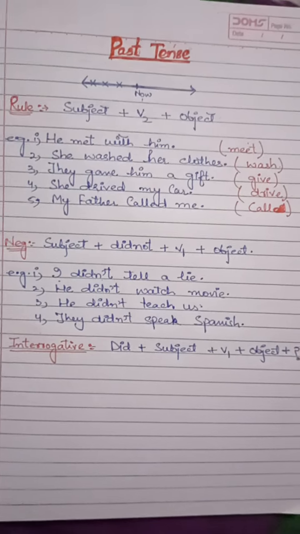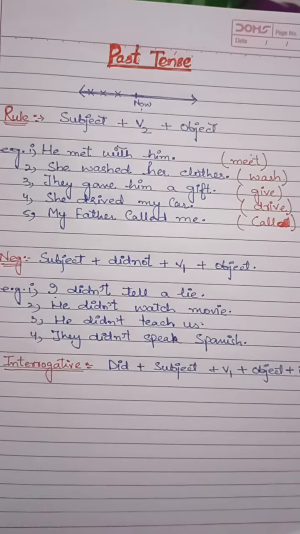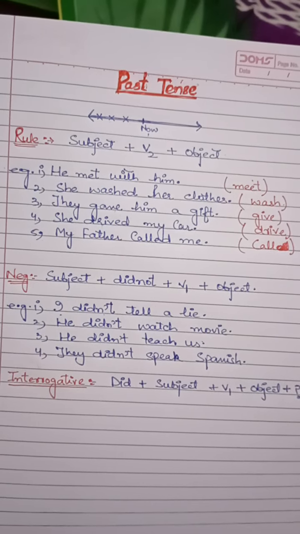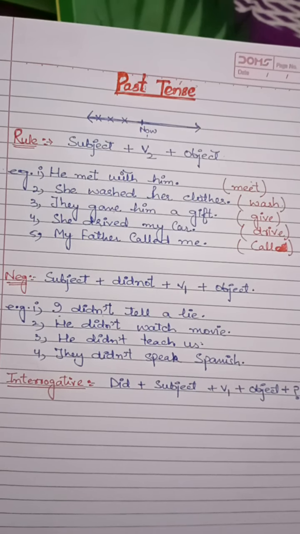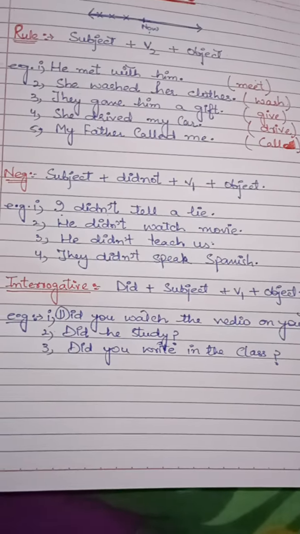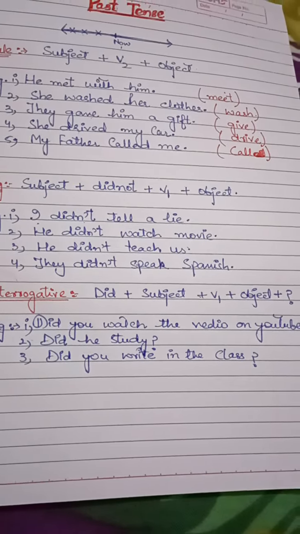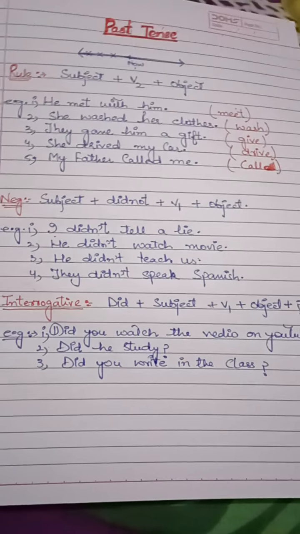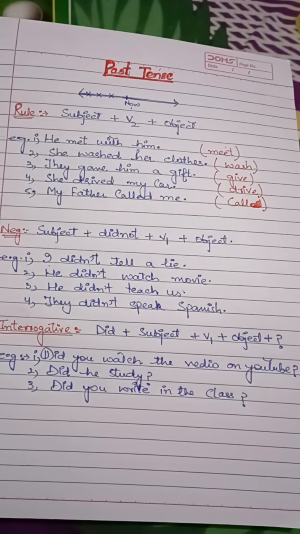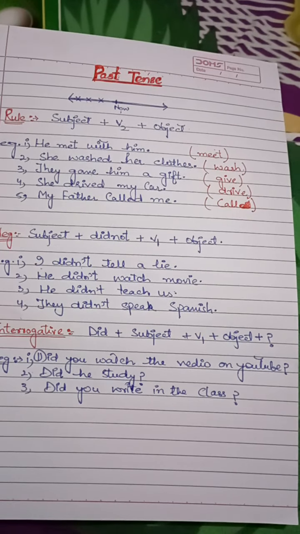Interrogative sentences of past simple tense. Did plus subject, V1 plus object plus question mark. We always use the first form of verb when did is in the sentence. These are some examples of interrogative sentences of past simple tense. Did you watch the video on YouTube? Did he study? Question mark. Did you write in the class? Question mark.